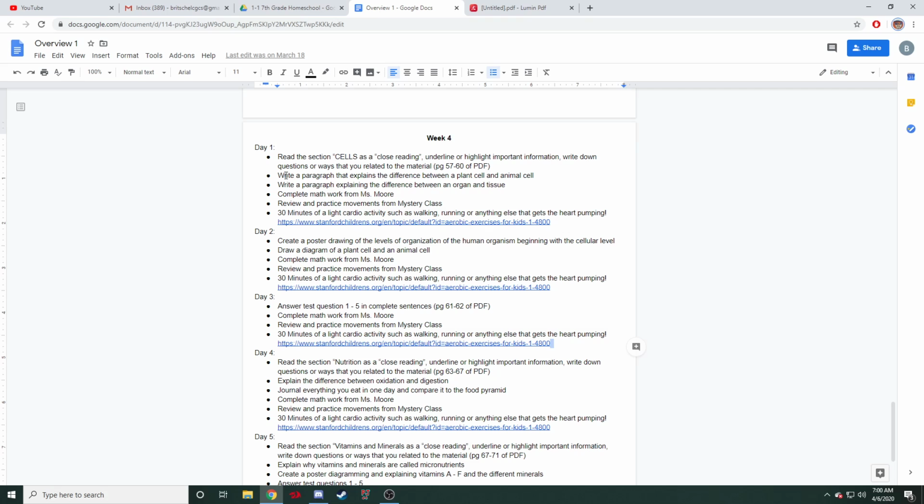After that, you're going to write a paragraph that explains the difference between a plant cell and an animal cell. All you have to do is define what a plant cell is and say that it's different than an animal cell, and then define what an animal cell is. After that, you're going to explain the difference between an organ and a tissue. Again, if you define these, that'll tell me you know the differences between them, or you know that they are different, and then you can explain how they're different.